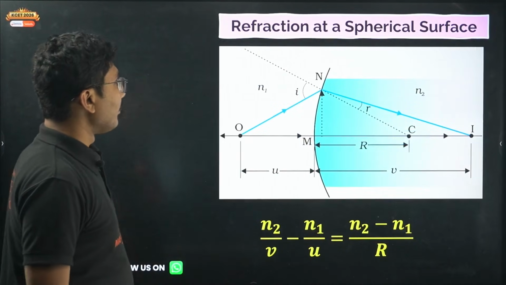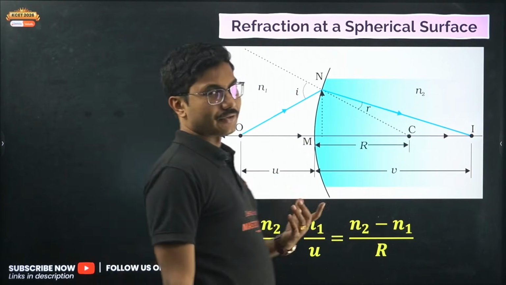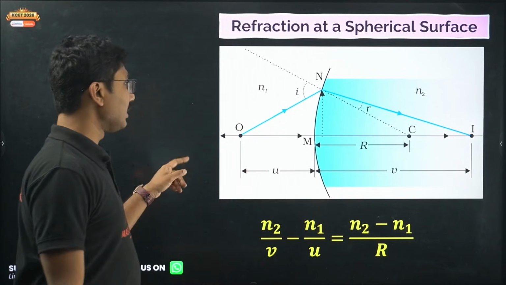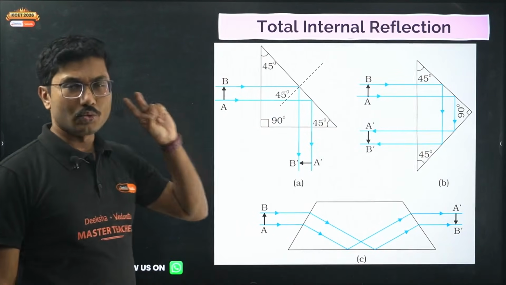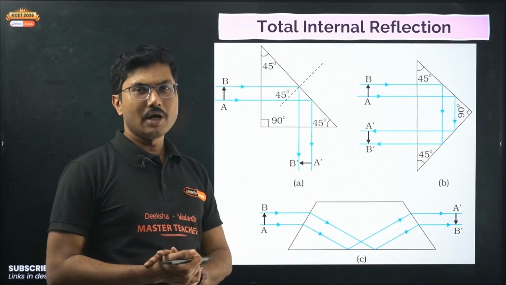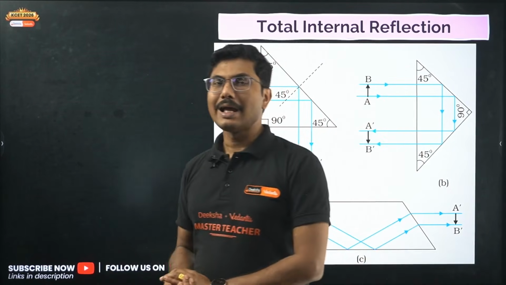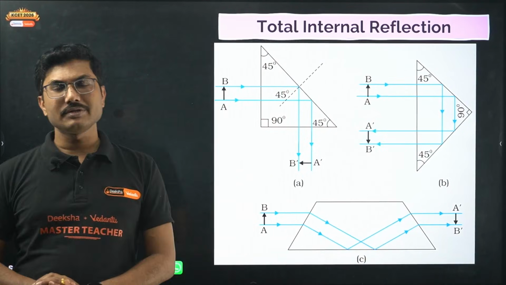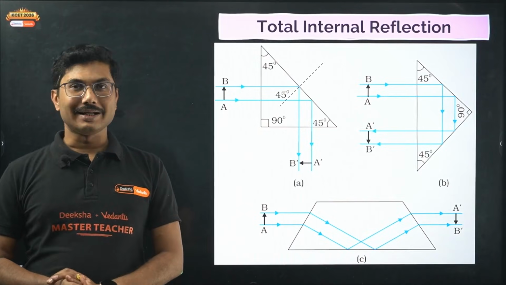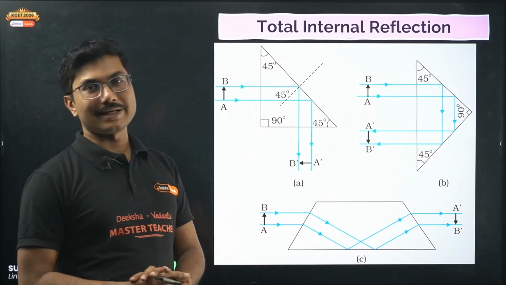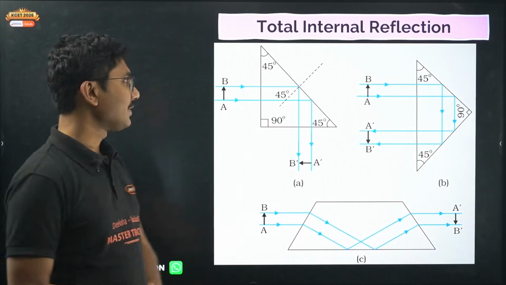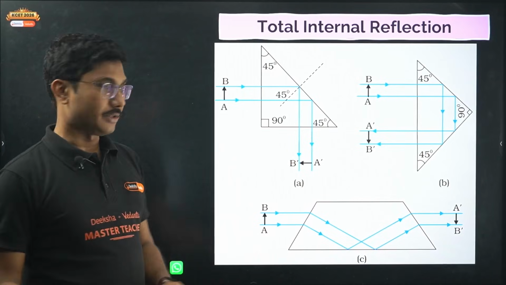Now, refraction at a spherical surface. One more important thing that I forgot to mention is that there are two conditions for total internal reflection. First of all, the light ray must travel from denser to rarer, and secondly, the angle of incidence must be greater than the critical angle. If these two conditions are satisfied, then total internal reflection will be observed.